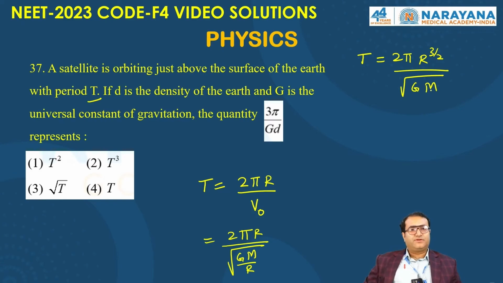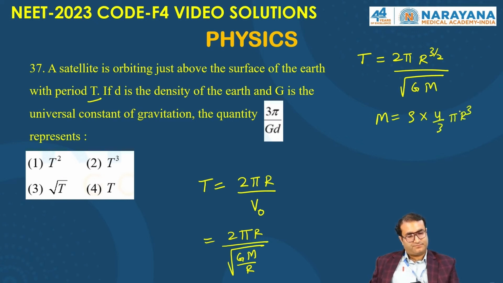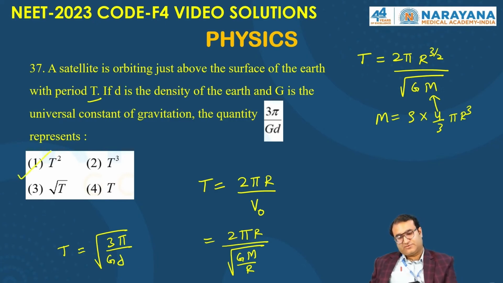Now, if you put the value of mass as density into volume, we get T to be equal to under root of 3 pi by GD. If you square this term, we get 3 pi by capital G into D is T square. First option is correct.